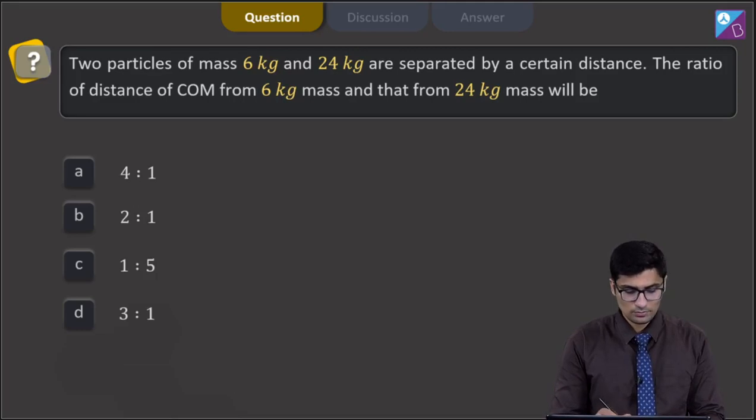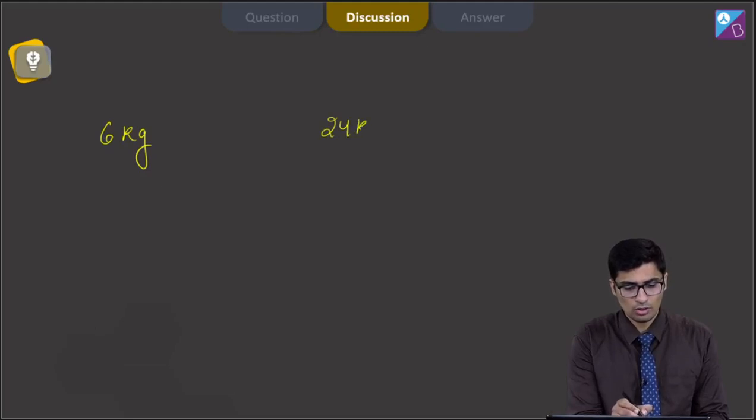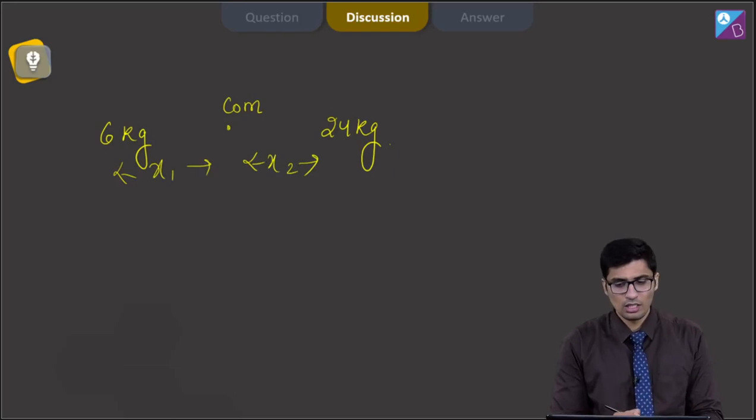Now, dear students, in the question there is a 6 kg mass and there is a 24 kg mass. Let this be the center of mass. Now, let this be distance x1 and let this be the distance x2. We have to find out the ratio of the x1 with respect to x2.